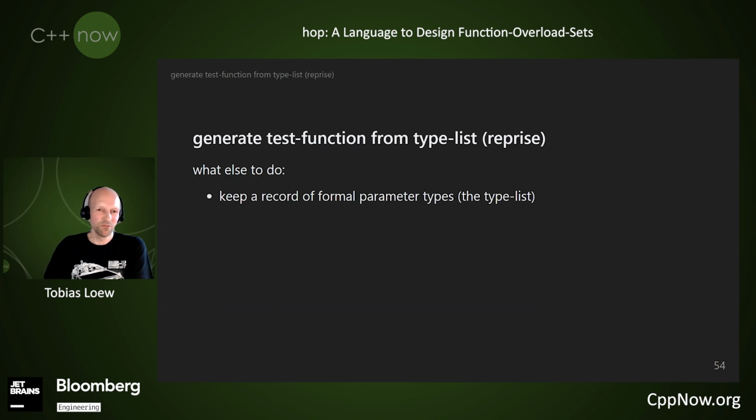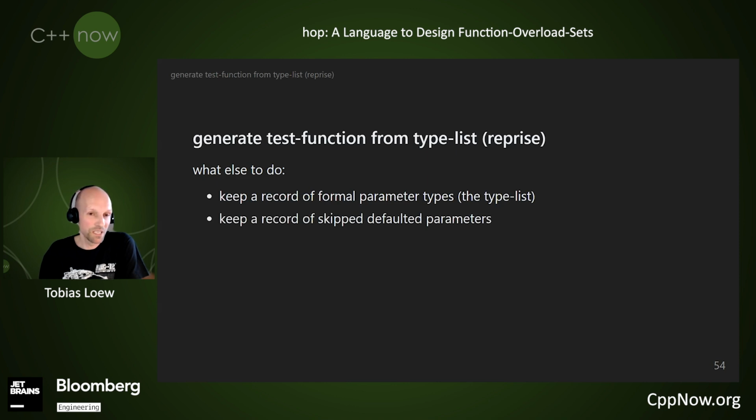Okay, what else have we to do in the test function generation? We have to keep record of all the formal parameter types, which is more or less the type list that we will generate into the test function. We have also to keep record of all the skipped defaulted parameters.